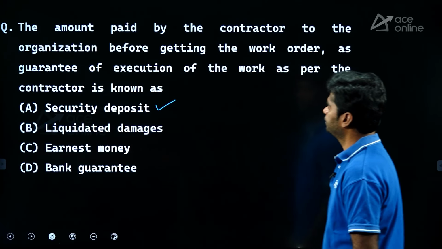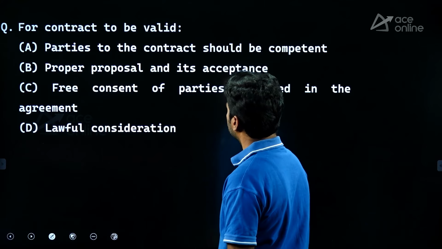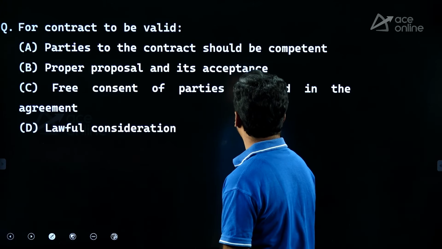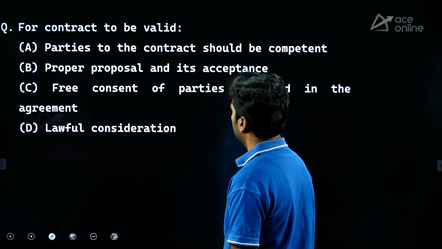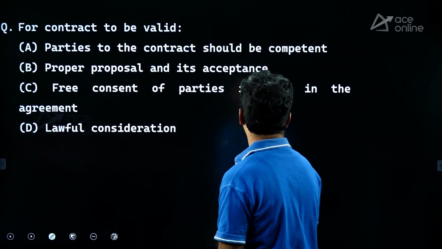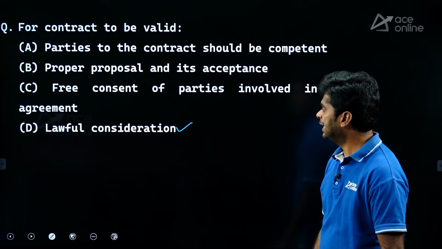Next question. For a contract to be valid: A, parties to the contract should be competent. B, proper proposal and its acceptance. C, free consent of parties involved in the agreement. D, lawful consideration. Yes, all points will be covered in this. Option D is correct.